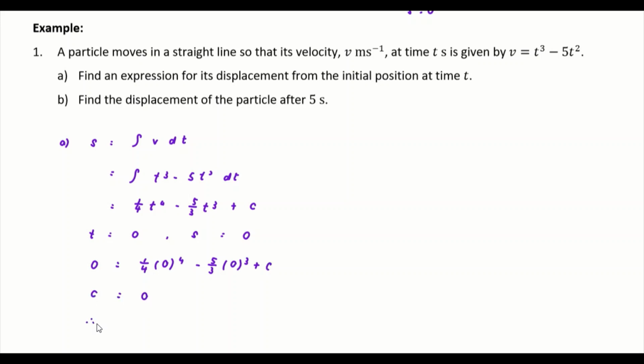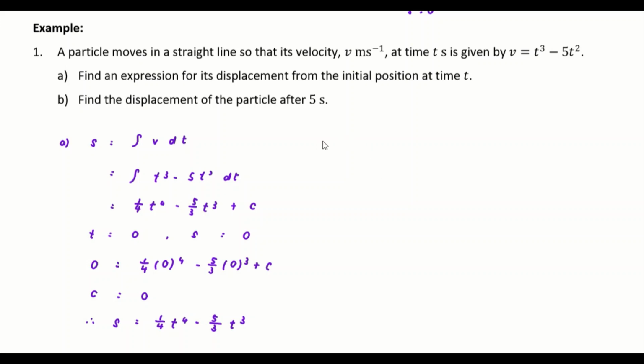So from here, remember to rewrite your expression. So s is equal to 1 over 4 t to the power of 4 minus 5 over 3 t cubed. All right, so that will be your last answer. I think this one is very straightforward. I'm putting this question for A because I want to use it to explain the relevance of the different approach in part B and so on.